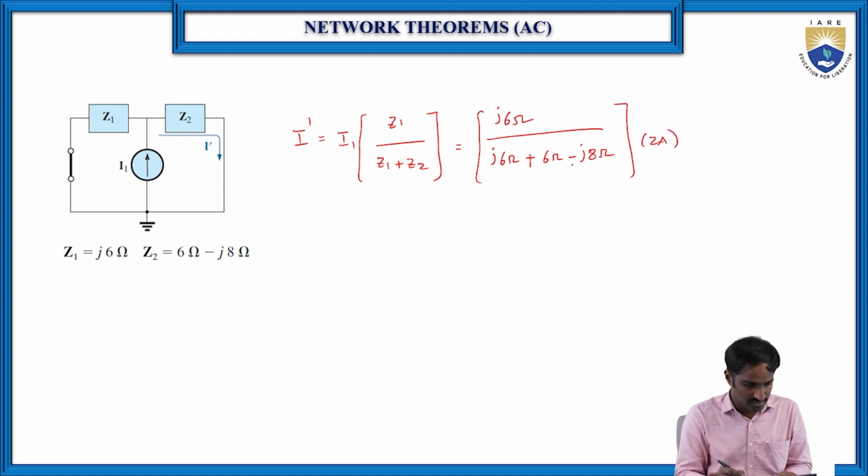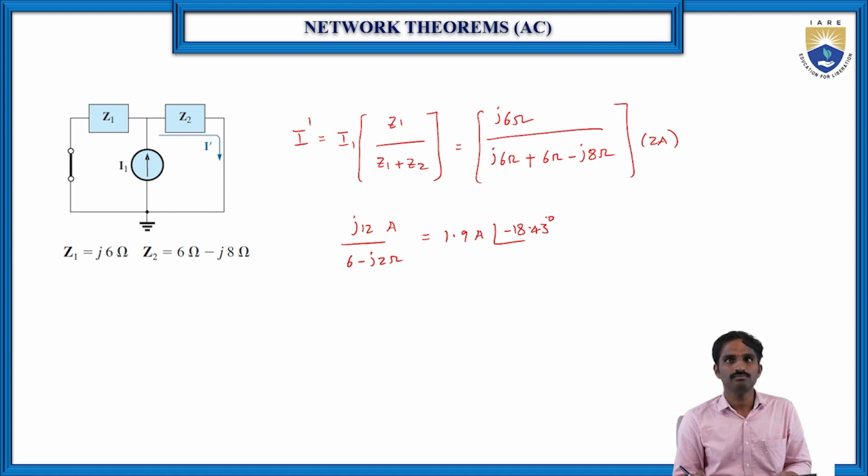Then if you simplify this, 6 into 2 is 12, so j12 by 6 minus j2 ohms. If you simplify this, you will get 1.9 amperes at an angle of minus 18.43 degrees, which is I dash. So I dash is equal to 1.9 at an angle of minus 18.43.